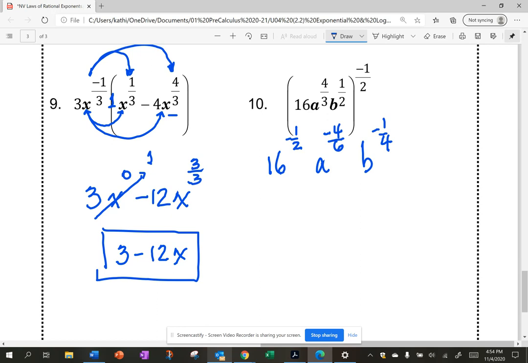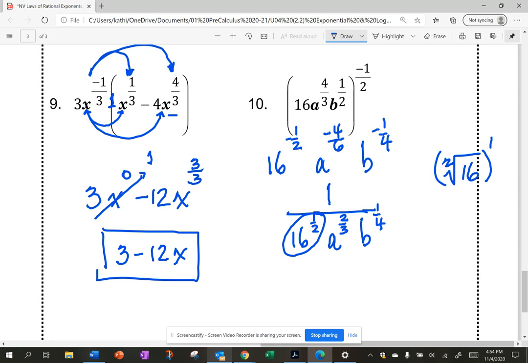These are all negative exponents, so they all belong in the denominator. So this is going to be 16 to the 1/2. I'm going to simplify my fractions: a to the 2/3 and b to the 1/4. Okay, now I still can simplify 16 to the 1/2 power. So this would be like writing 16 and I'm taking the square root. Most people would recognize the square root of 16 is 4. So my last simplification is 4a to the 2/3 and b to the 1/4.